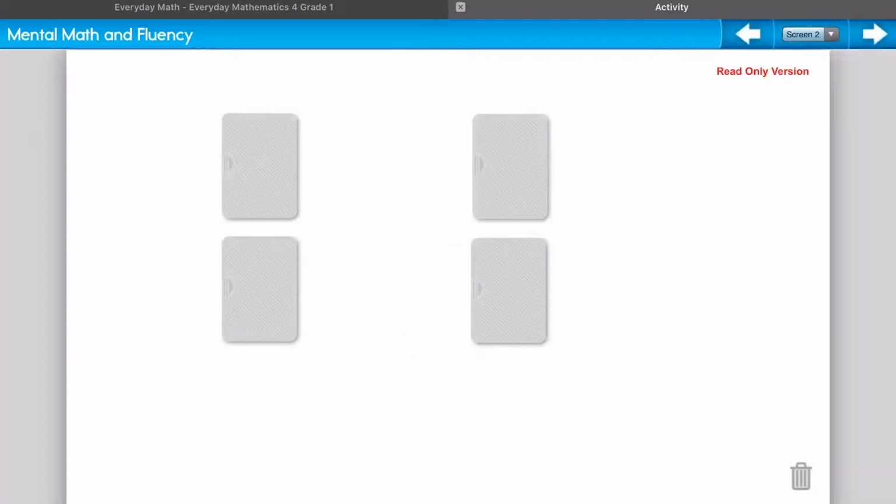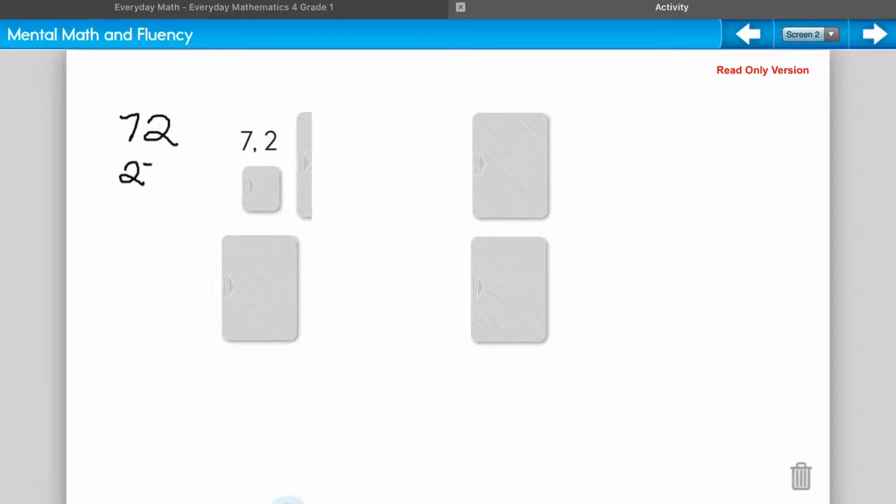Let's see. What does this magic screen have in store for us? Okay. We have two digits, a 7 and a 2. What's one number I could make with 7 and 2? 72. What's another number I could make if I switched them? 27. Oh my goodness, my friend is quick. Okay, which one is bigger? 72. Okay, we'll circle 72 and we'll check that out.